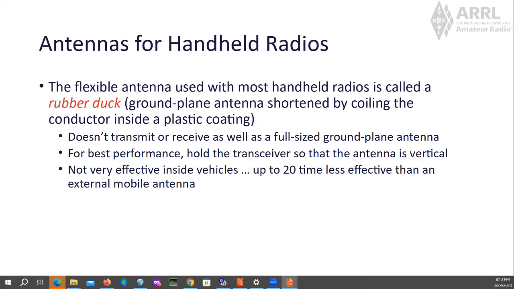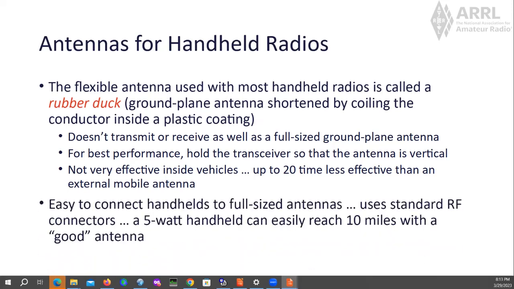They're not very effective inside vehicles, up to 20 times less effective than an external mobile antenna, because all that metal is shielding. Easy to connect handhelds, excuse me, to full-size antennas. Uses standard RF connectors. A 5-watt handheld can easily reach 10 miles with a good antenna.